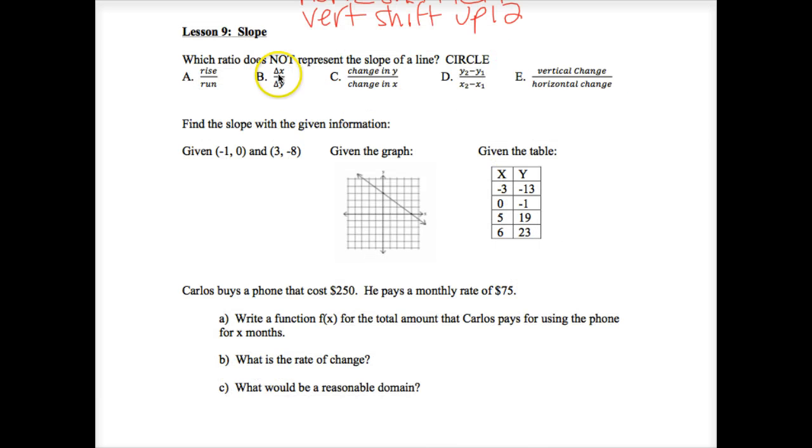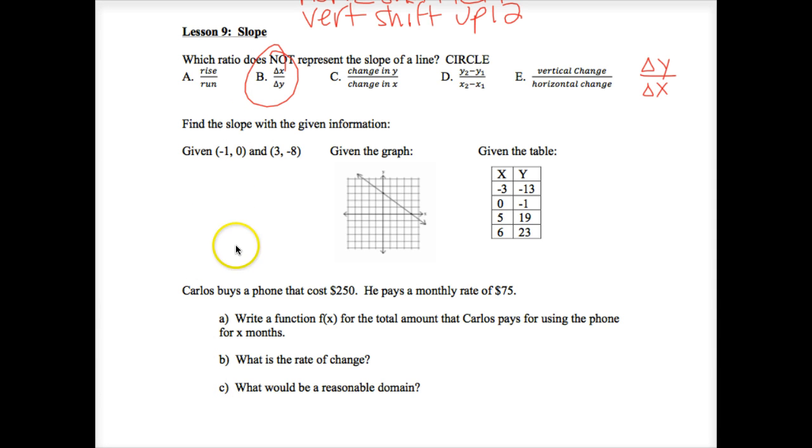This one should be very obvious. Remember that y's always go in the top and y's are rise. Y's are vertical. So A, C, D, E are all equivalent to each other. B is the only one that's not. Remember that if it said delta y over delta x, that would be correct. But delta x over delta y is not correct.